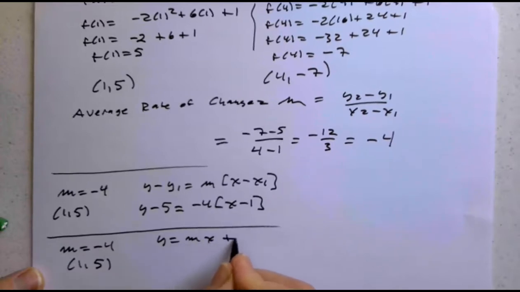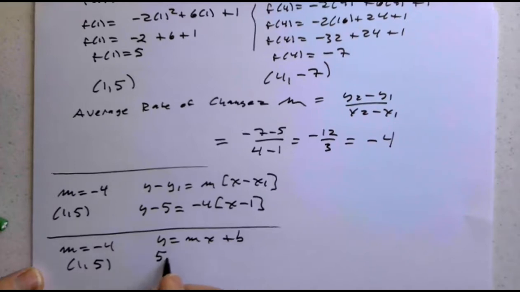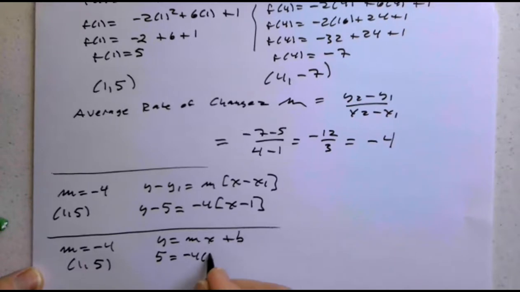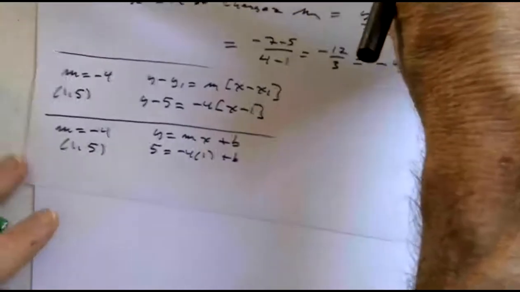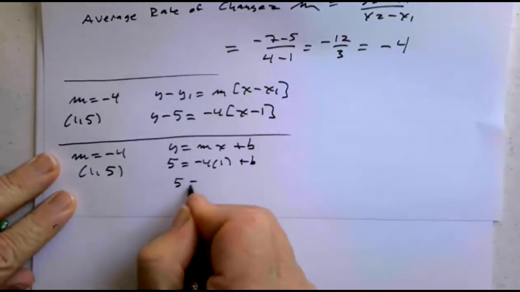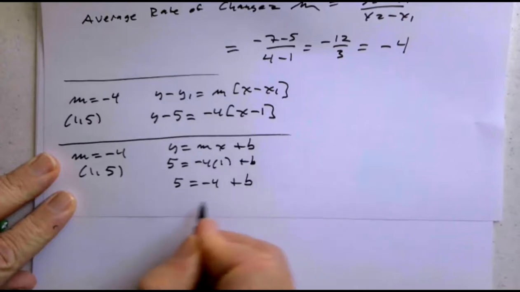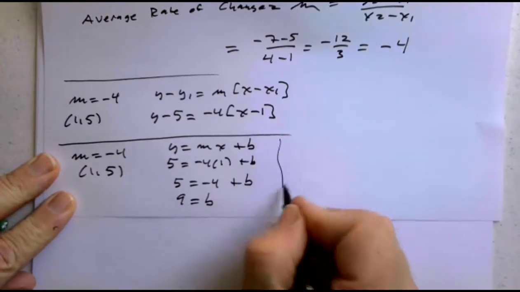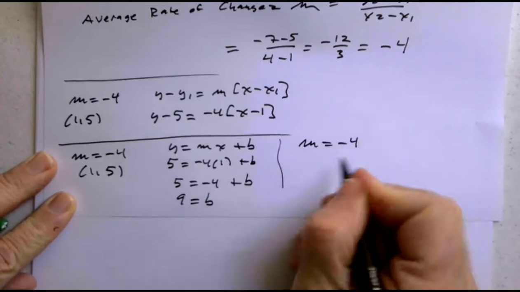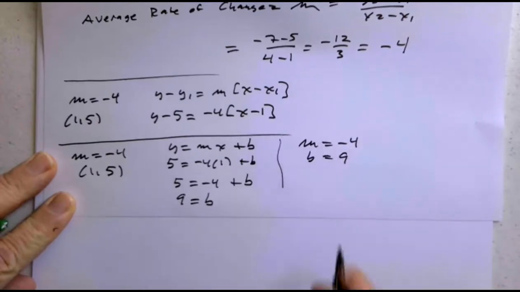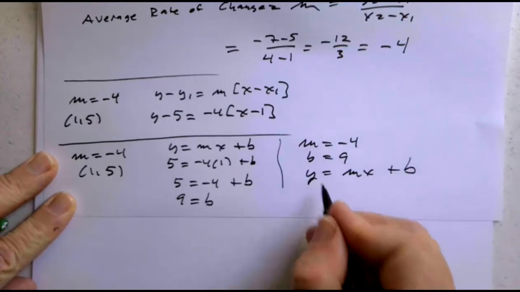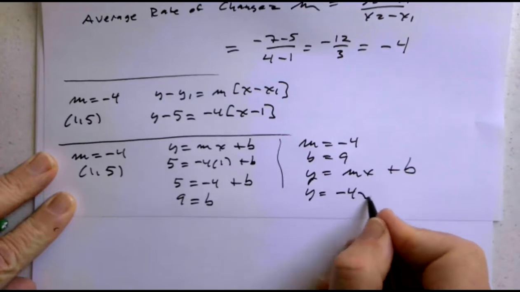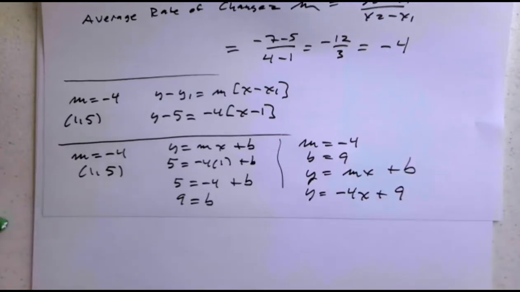I like to say y equals mx plus b and solve for b. So I will let y be 5, m is negative 4, x is 1, plus b. So we get 5 equals negative 4 plus b. Adding 4 to both sides, I get 9 equals b. So I have m equals negative 4, and b equals 9. And then I use y equals mx plus b. That's what I prefer. It's also in function form. Y equals negative 4x plus 9 is the equation of the secant line.